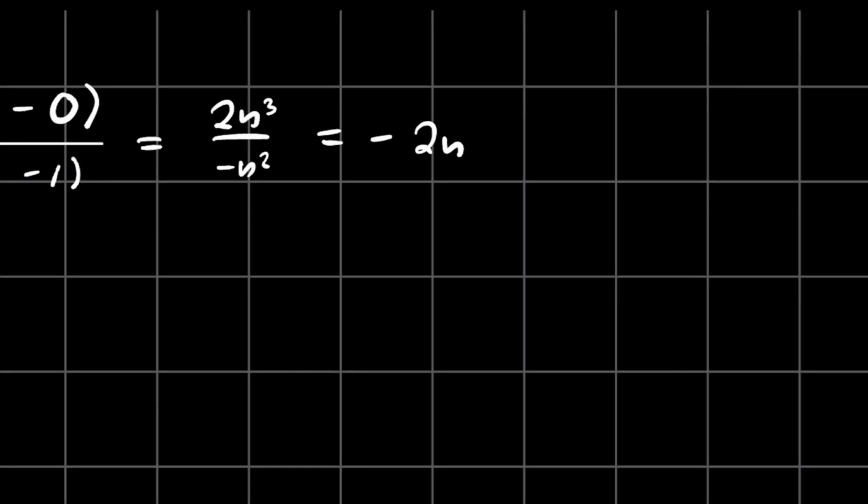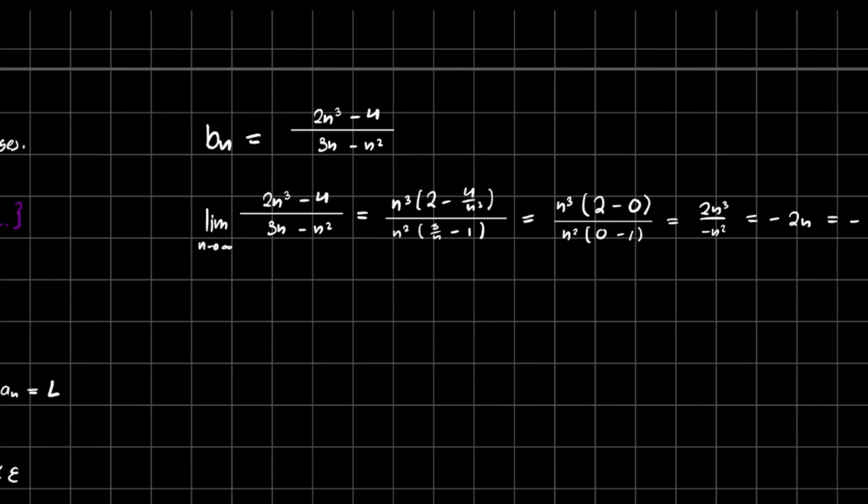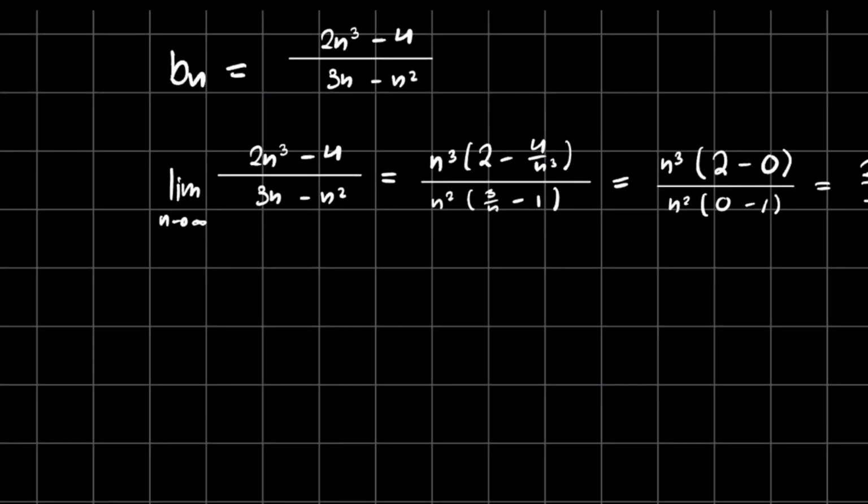And as you can see, the limit of our sequence, minus 2n as n approaches infinity, is still going to grow to minus infinity. So we can simply say that this is minus infinity, right? So the limit of this is minus infinity. So we can simply say L equals minus infinity, right?